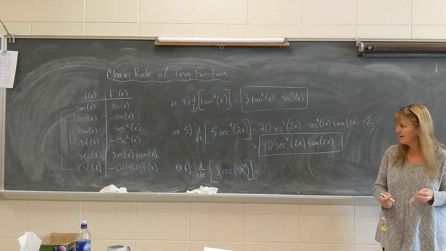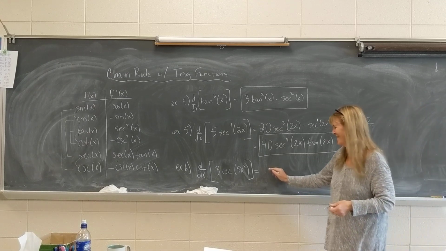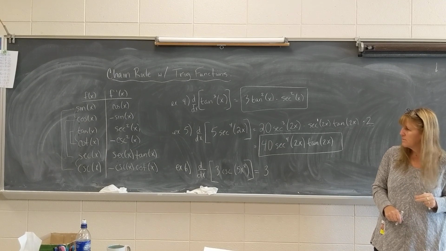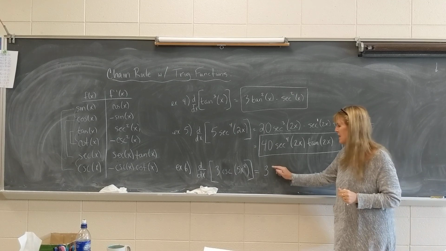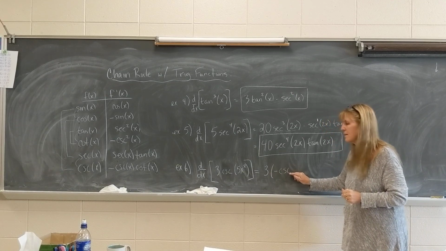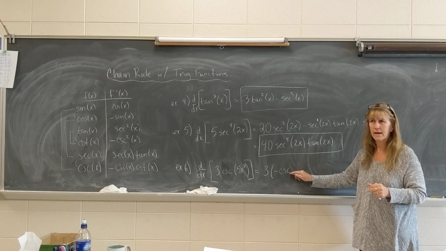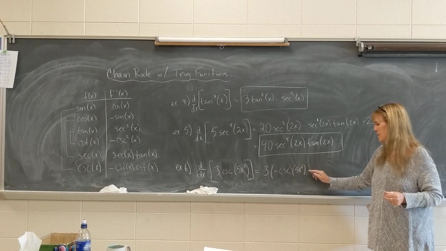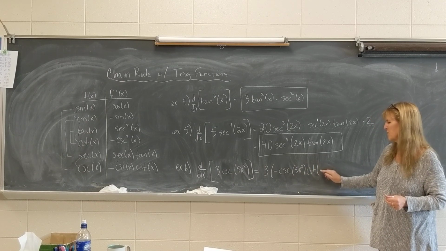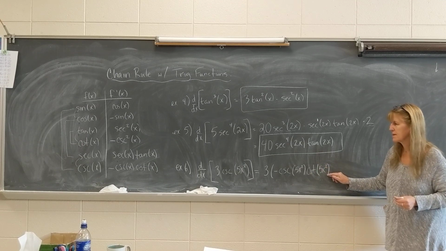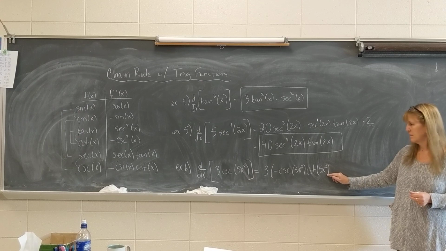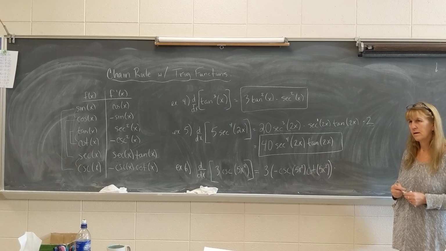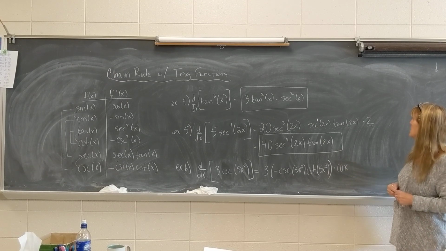What do you have? 3 negative cosecant. Okay, 3 times negative cosecant of 5x squared, times cotangent of 5x squared. Close again, chase it, times 10x.